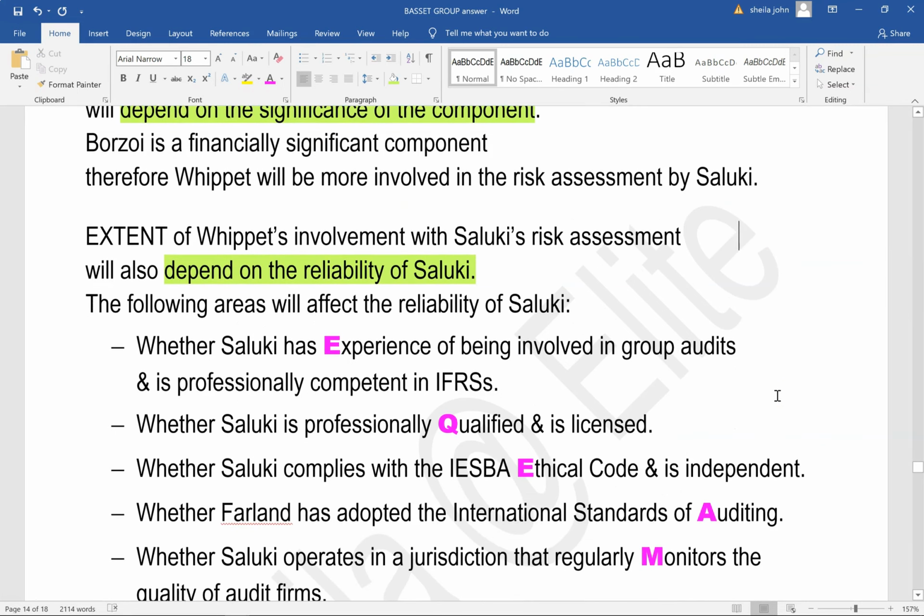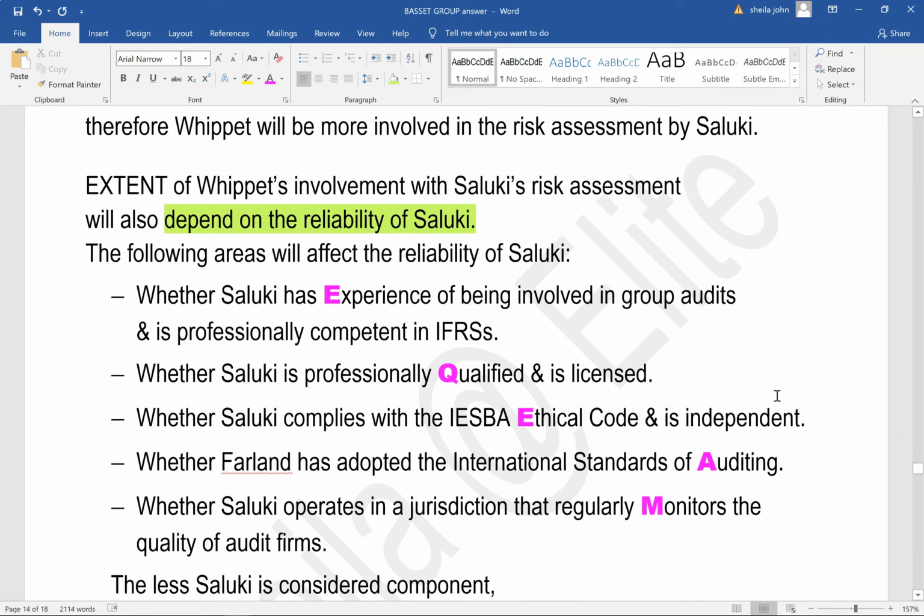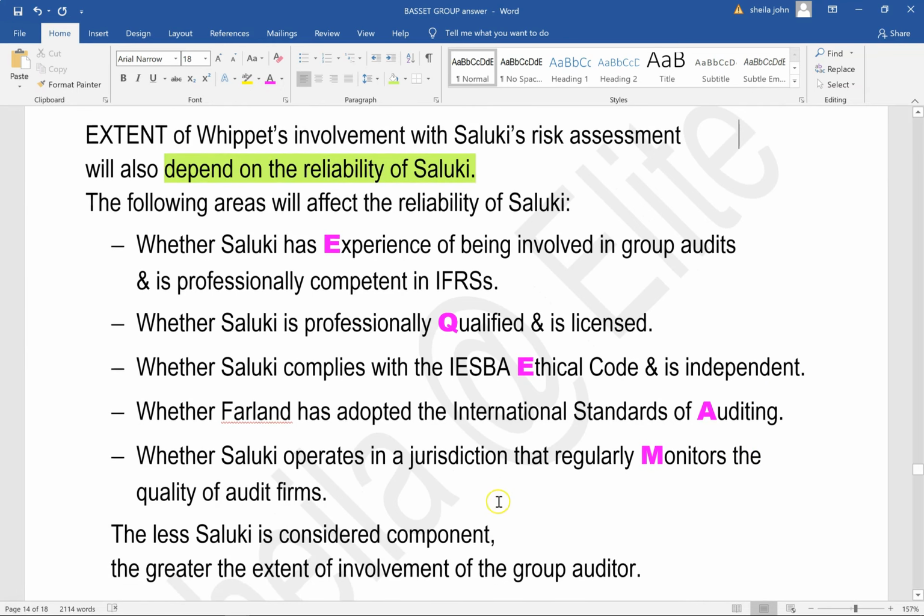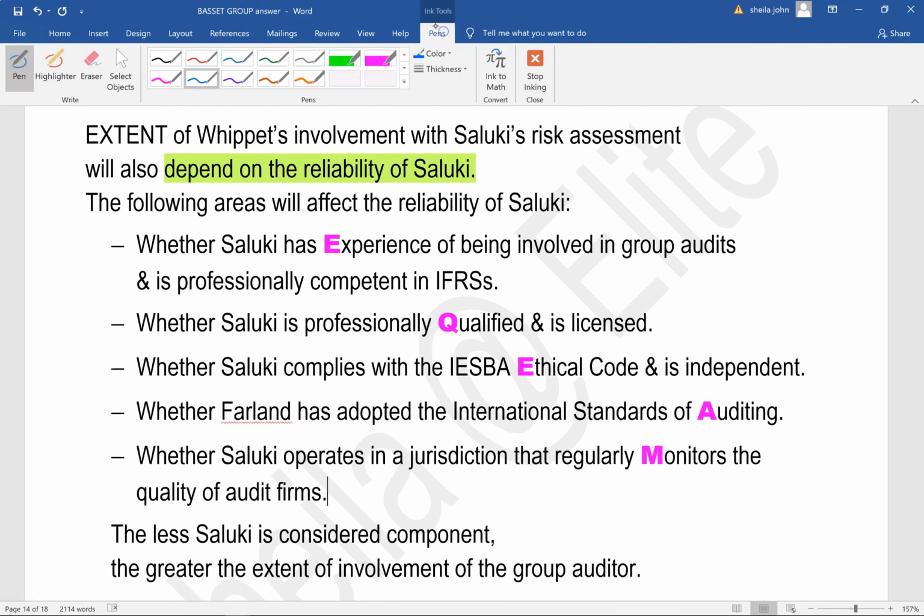The second point here is whether Whippet is going to be more involved in the risk assessment of the component auditor, and that would depend very much on the reliability of the component auditor. Now, I've got some 5 points here that I'm going to put down in the form of an acronym. You know, I love acronyms, right?